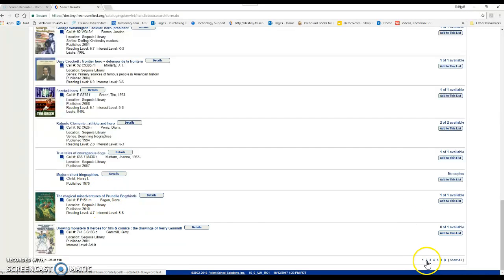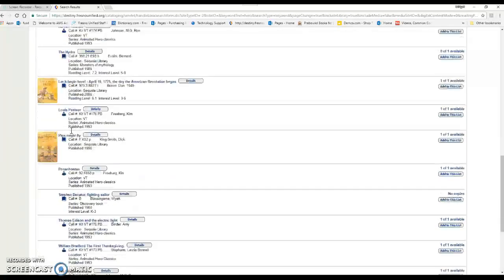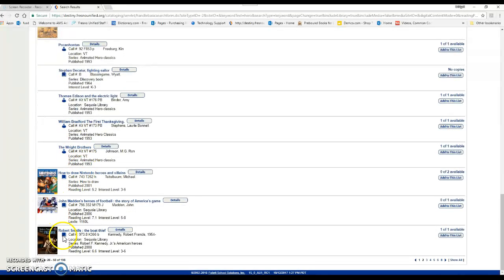Okay, so let's say I want to see some more. That was page 1. I'm going to go to page 2 and look up some more. I'm going to scroll down, scroll down. Here's one that looks kind of interesting. Robert Smalls, The Boat Thief. And it's 973, and that means it's in the nonfiction section. It is available, but I'm not quite sure what it's about.